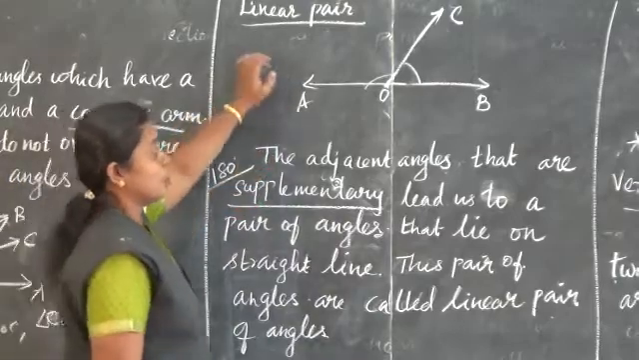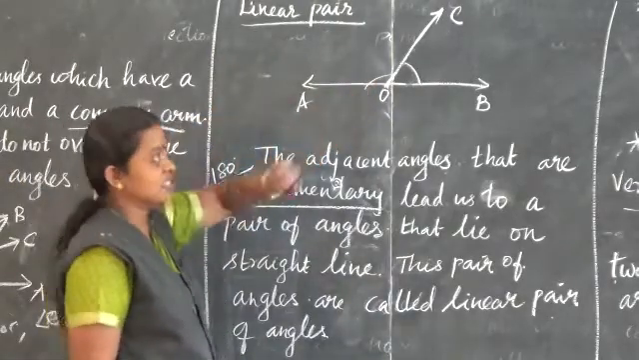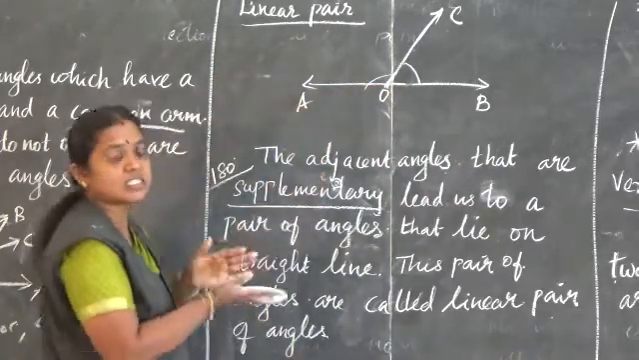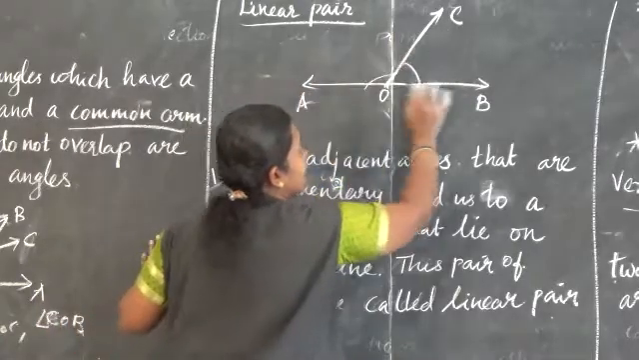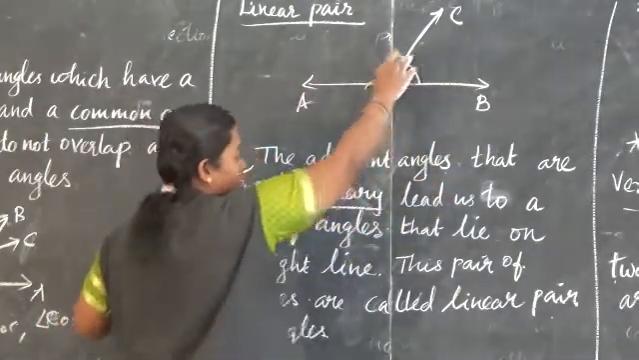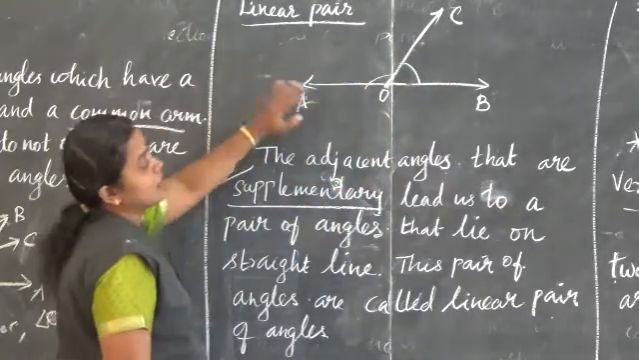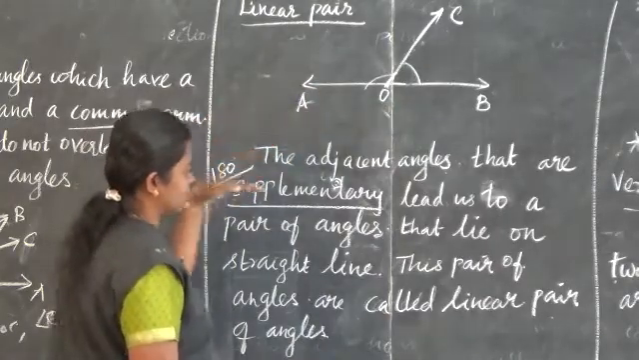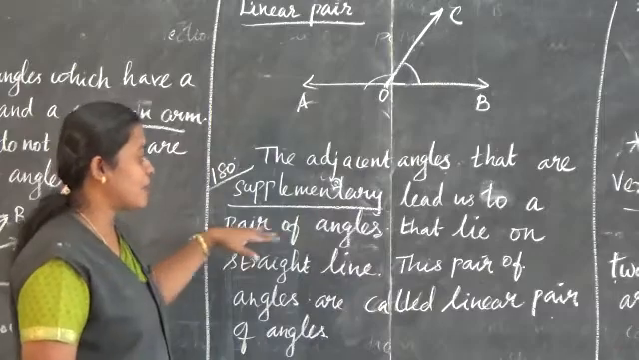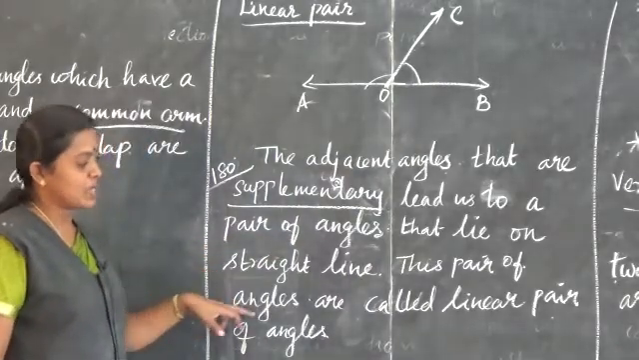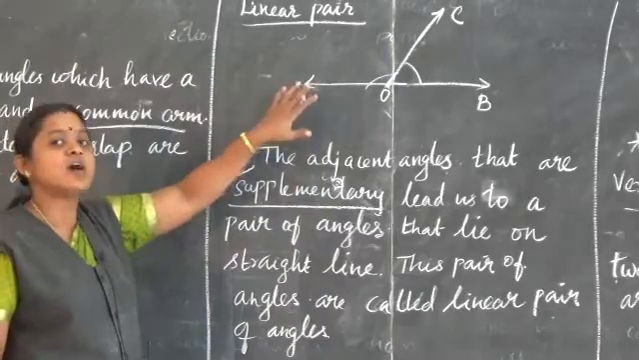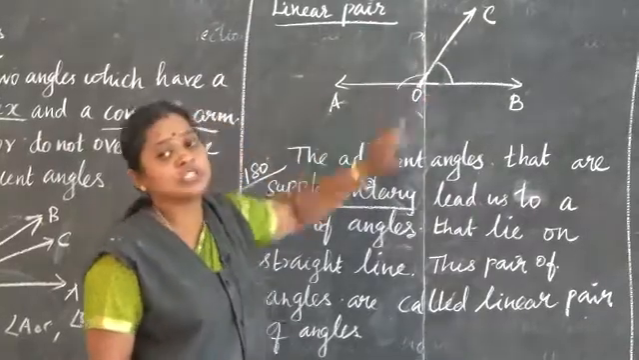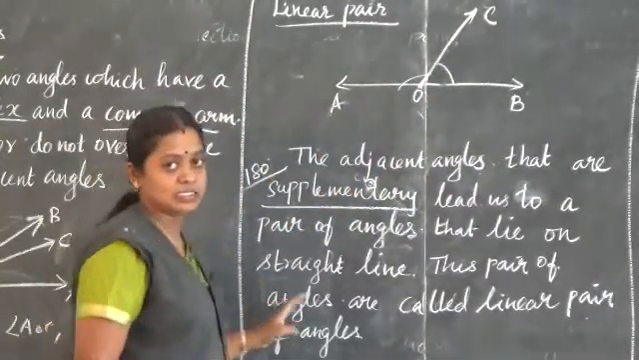Once again I am telling you, it has a common arm of two angles. The two angles are called adjacent angles. Here the two adjacent angles lie on a straight line. It has one common arm that leads us to a supplementary angle. You know a straight angle is 180 degrees. So the adjacent angles that are supplementary lead us to a pair of angles that lie on a straight line. These pair of angles are called linear pair of angles. Here, what are the angles in the linear pair? BOC and AOC are a linear pair of angles.